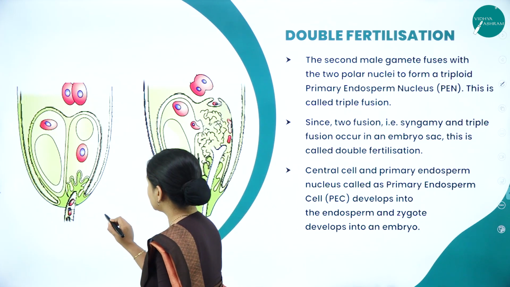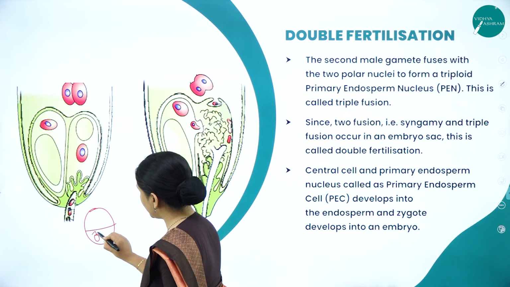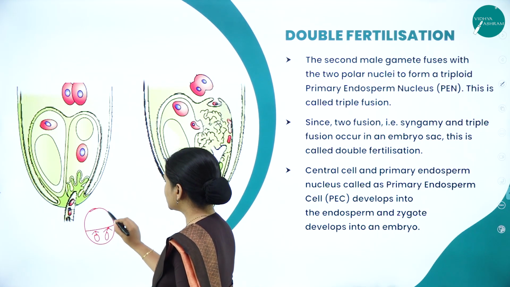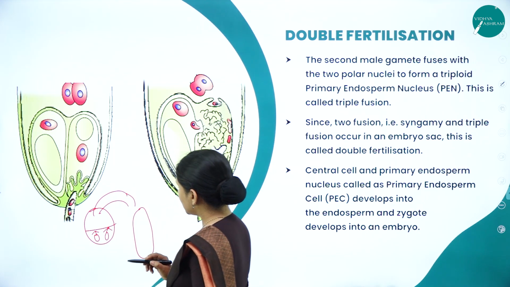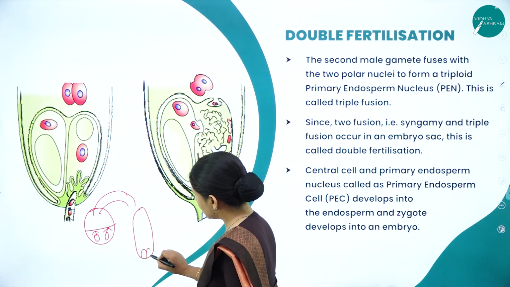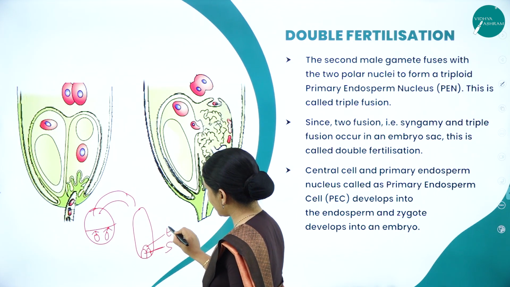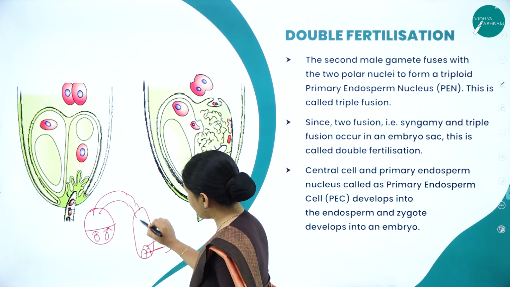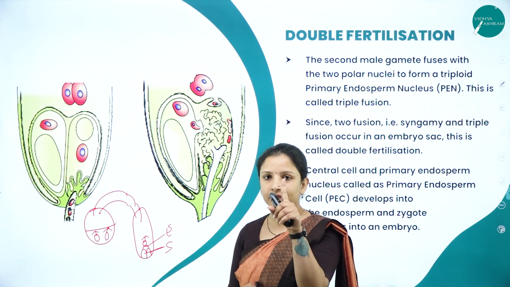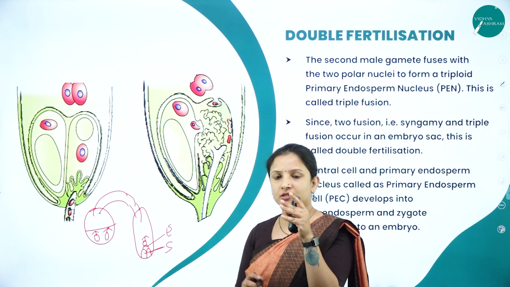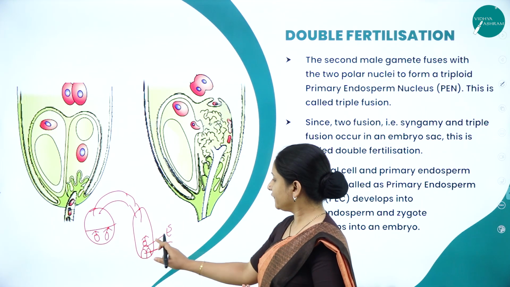To make it clear for you, in the pollen grain, 2 male gametes will be present. These male gametes will be delivered into the embryo sac. Now, in this embryo sac, what is there? Here, 2 synergids are there and this is one egg cell. One of the male gametes will fuse with the egg cell. First, one fertilization will occur. So, what is fertilization? Fusion of the male and the female gamete. So, one male gamete will fuse with the egg cell.